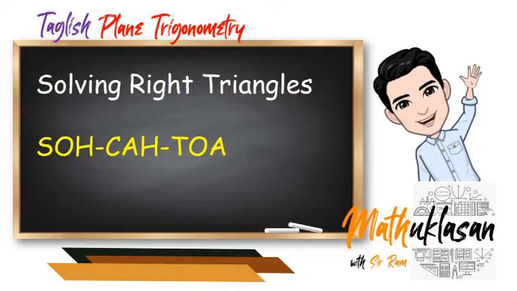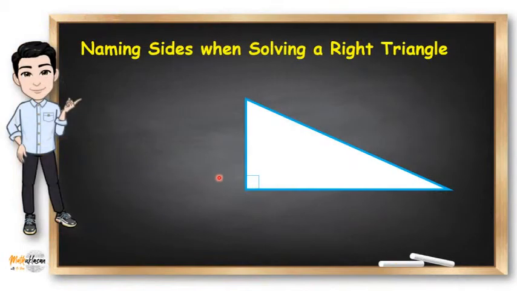In this video, we will discuss how to solve right triangles by using different trigonometric functions. Kung babalikan natin yung right triangle, the side opposite to the right angle is always the longest side. Therefore, this side is called the hypotenuse.